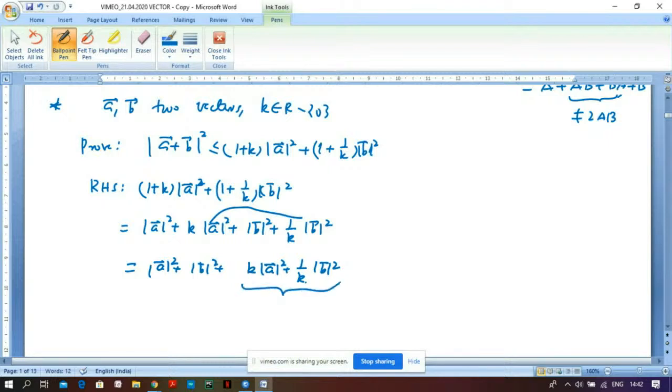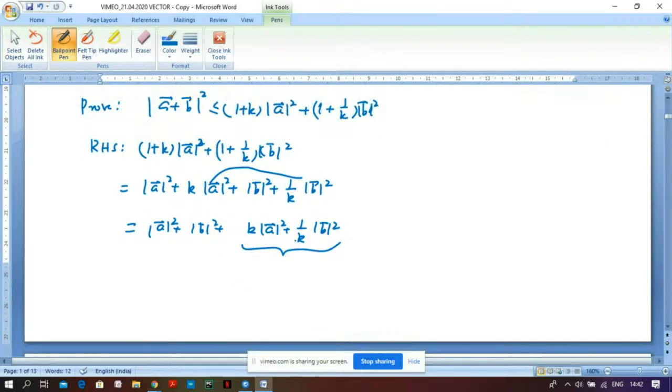Now focus on this expression. This is not a vector. In fact, this is a positive real number. It's like k and modulus a. You know that modulus a is of course non-negative. If a is not 0, it is positive. So these are all non-negative numbers. On the right you have two non-negative numbers, k modulus a squared plus 1 over k modulus b squared. So I can apply AM-GM on them.